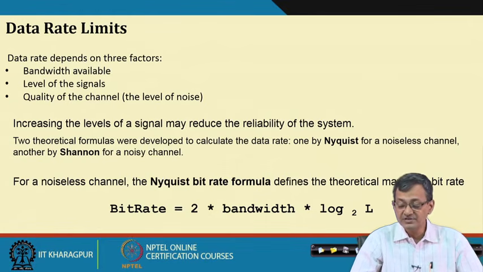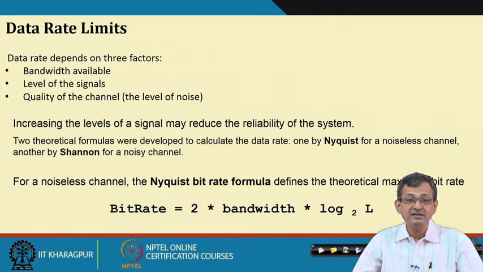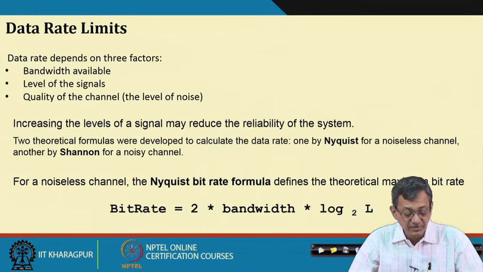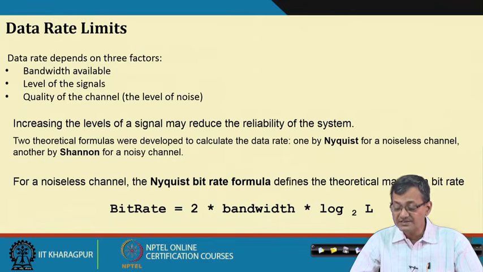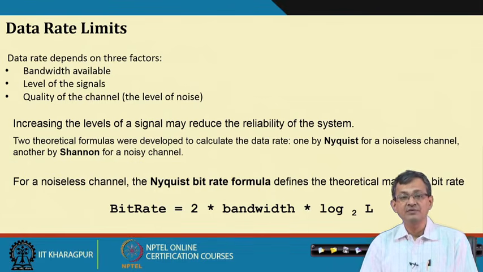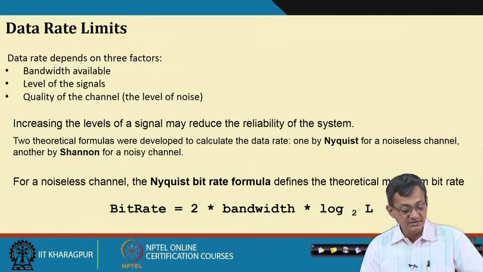One is Nyquist for a noiseless channel, another is proposed by Shannon for a noisy channel. Let us see quickly what they say. The Nyquist bit rate formula defines the theoretical maximum bit rate as 2 into bandwidth into log base 2 of L, where L is the number of levels. That is the theoretical thing in a noiseless channel.